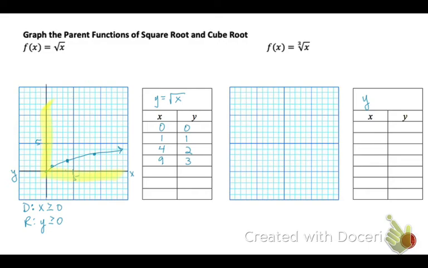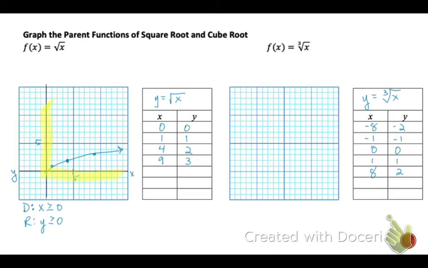Now the cube root function is a little different. So we're going to plug in values for x. 0 will be my middle point, so the cube root of 0 is 0, and then I'm going to do negative and positive numbers that are perfect cubes. So -1 and -8. The cube root of -8 is -2, the cube root of -1 is -1, the cube root of 1 is 1, and the cube root of 8 is 2.